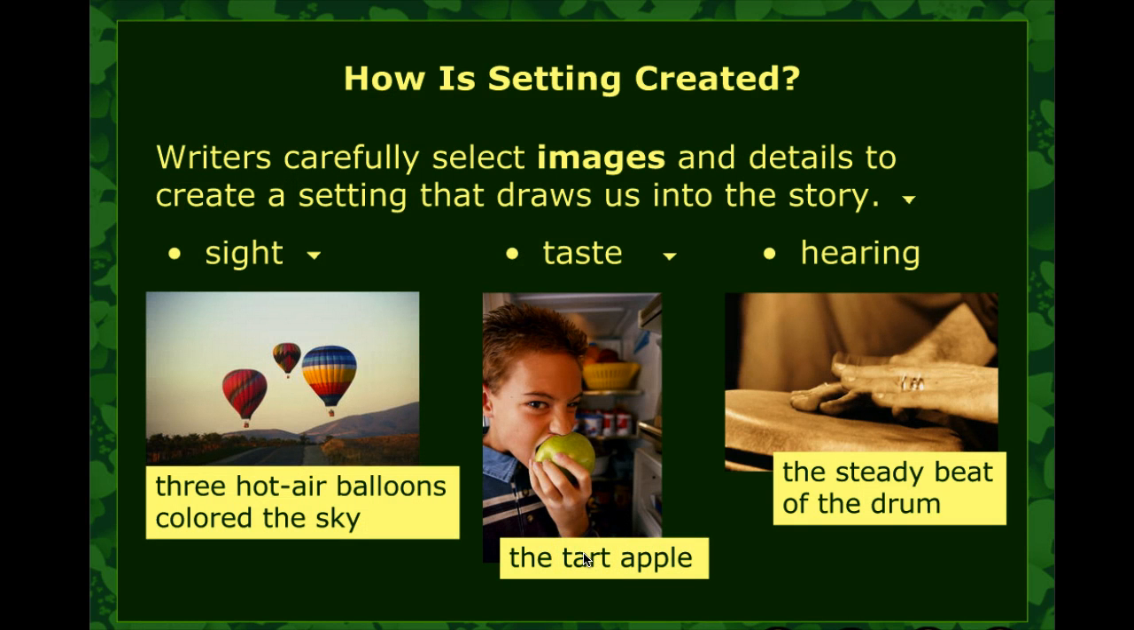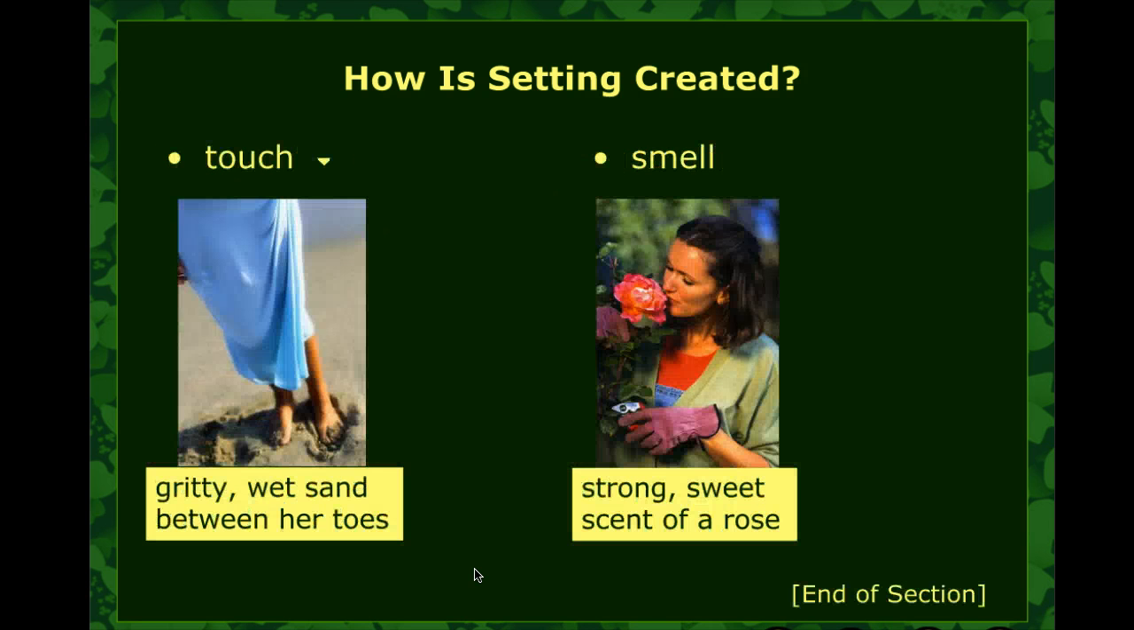How is setting created? Writers carefully select images and details to create a setting that draws us into the story. They create it by using our five senses. Sight, taste, and hearing are three of them. So we see the three hot air balloons colored the sky, the tart apple, the steady beat of the drum. All of those can help create and bring a setting alive.